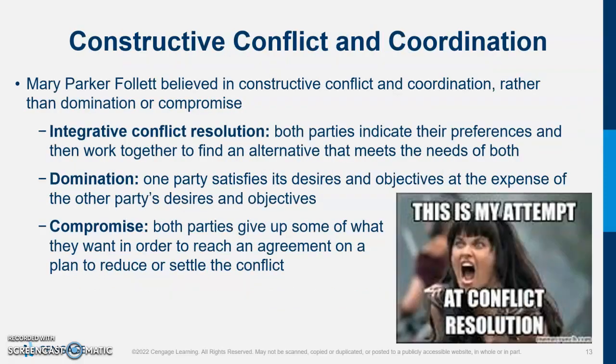Mary Parker Follett believed in this concept of constructive conflict and coordination, rather than having one party that was dominating or got their way. So she came up with this concept of integrated conflict resolution, where both parties indicate their preference and then work together to find an alternative that meets their needs. And this idea of compromise, where both parties give and take until they come to an agreement.